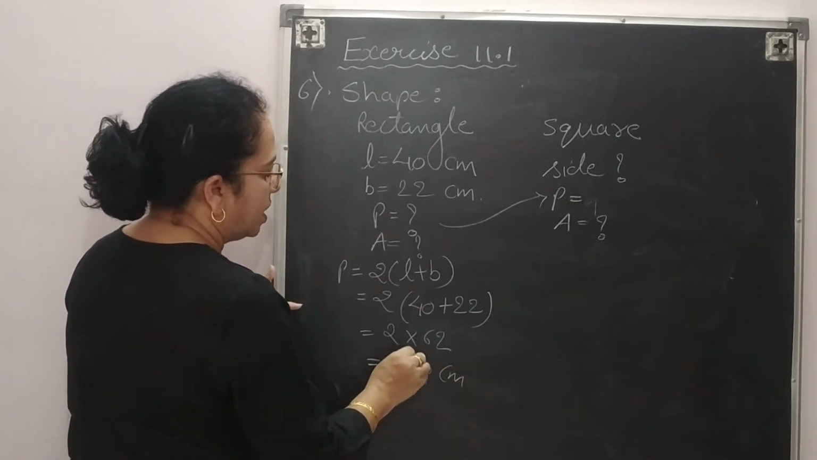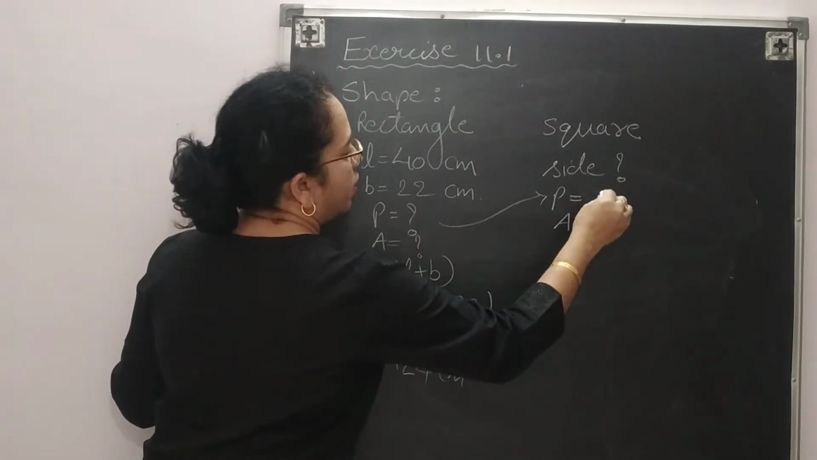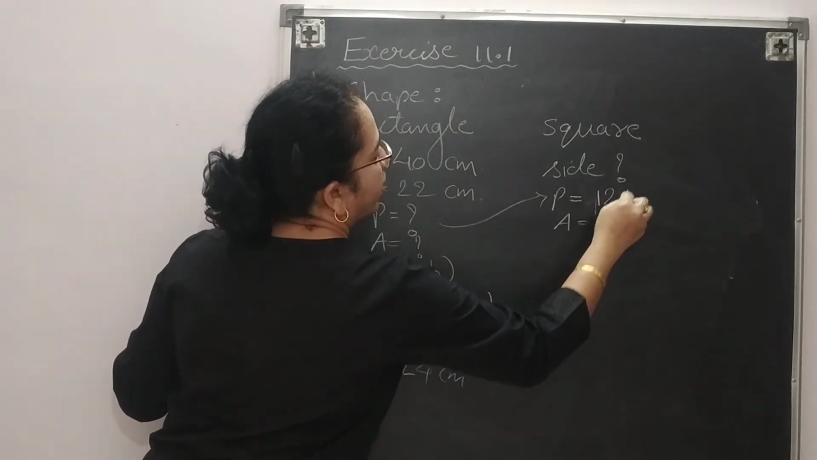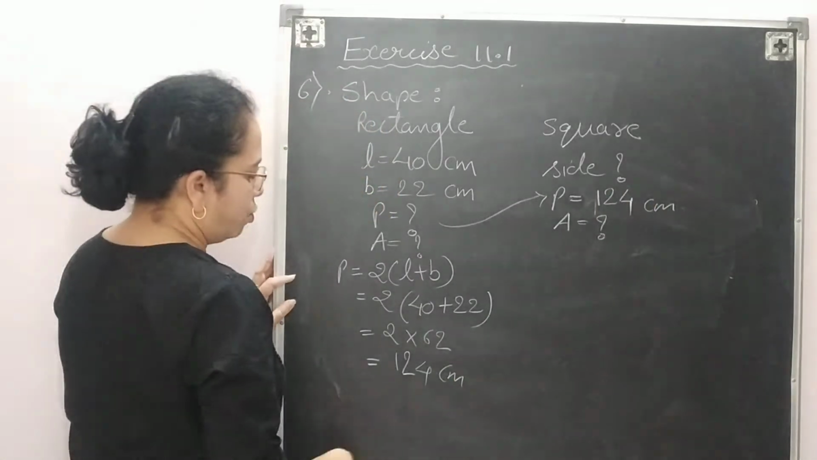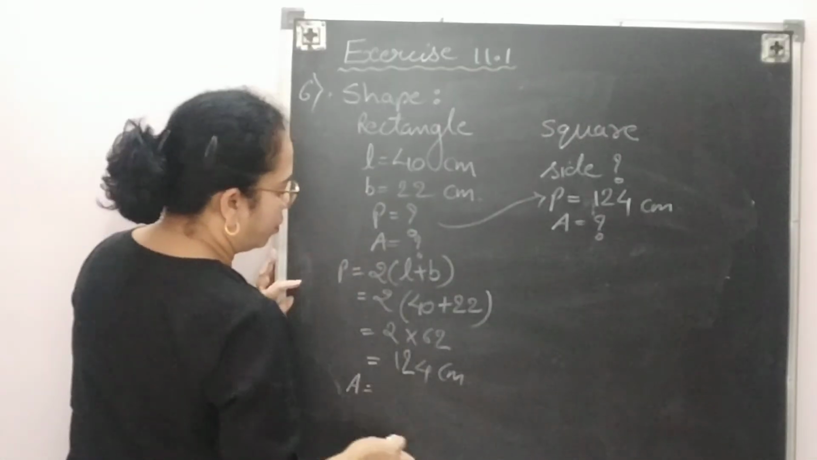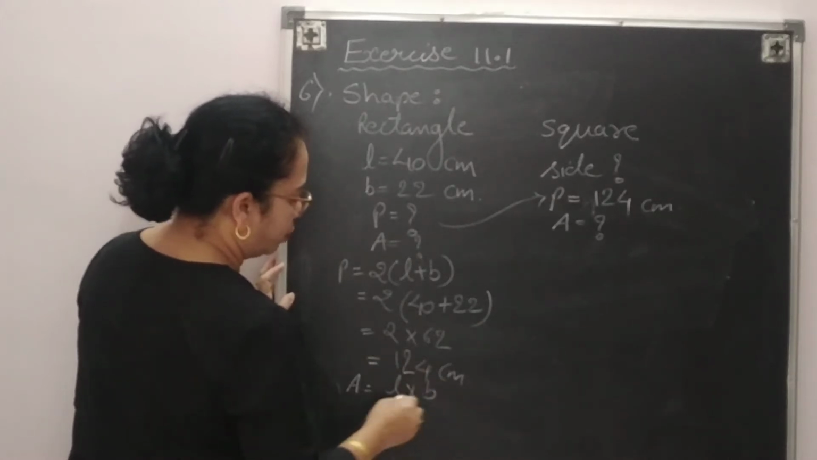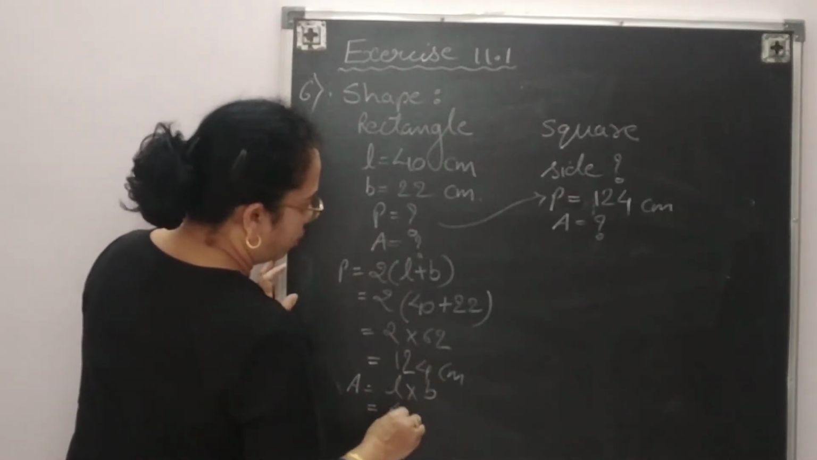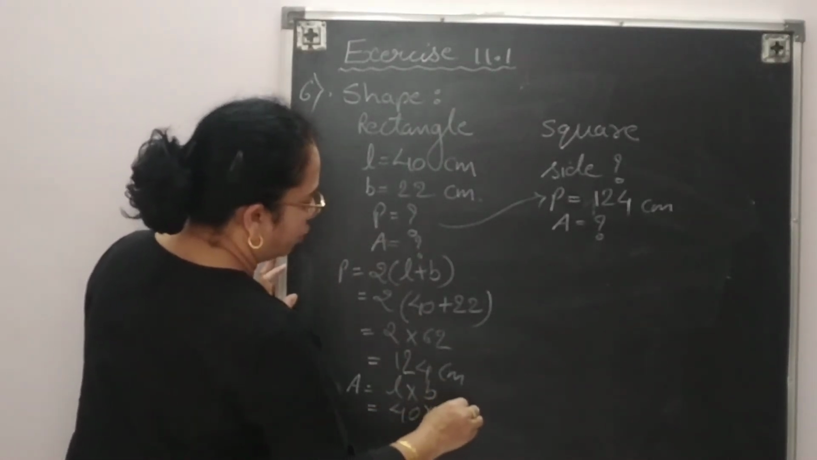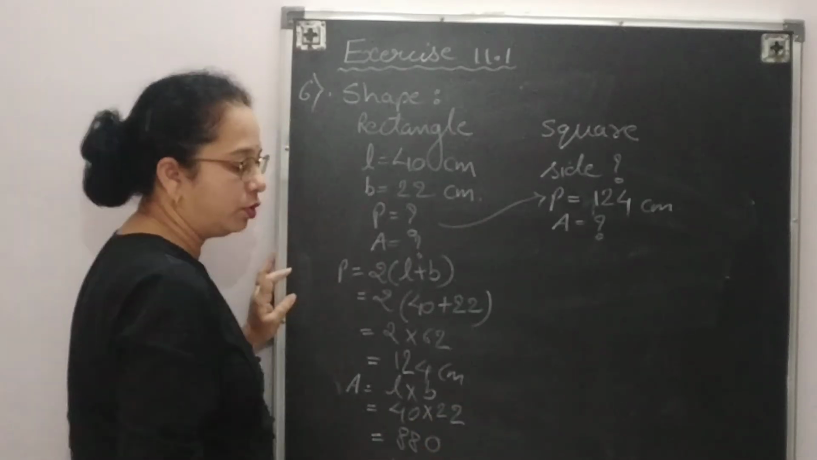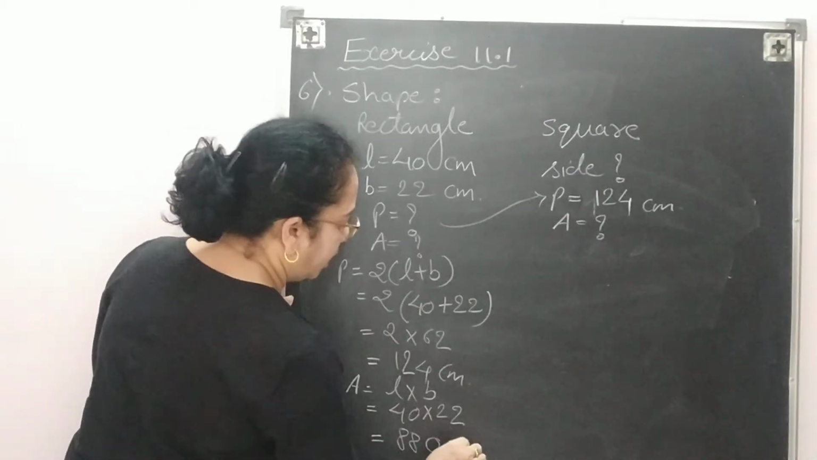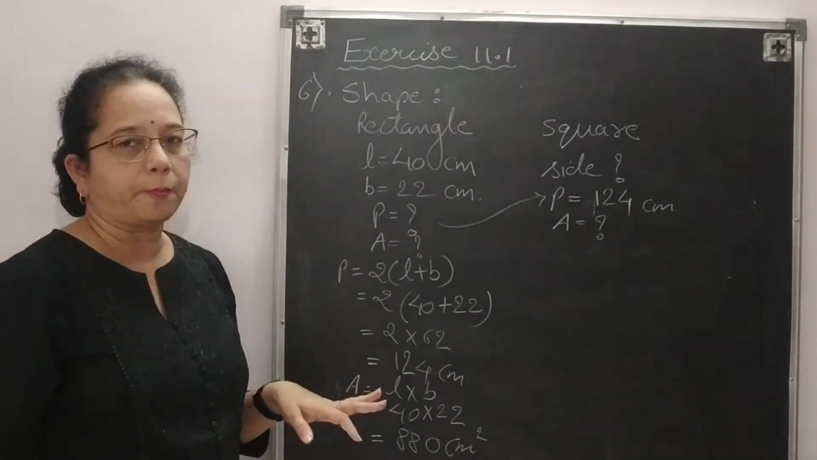And as I said, the same perimeter will be the perimeter of a square also. So we will write down square. Okay. And now you need to find area also. So what is area? Length into breadth. How much is the length here? 40. How much is breadth? 22. So multiply this. 4 eights are 32... 880 centimeter square.